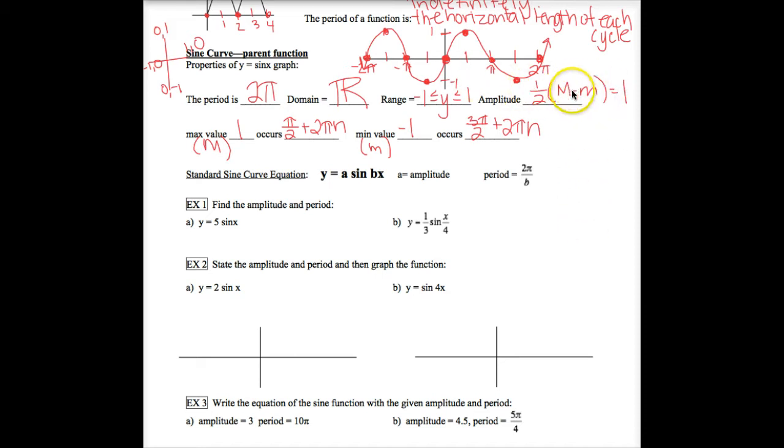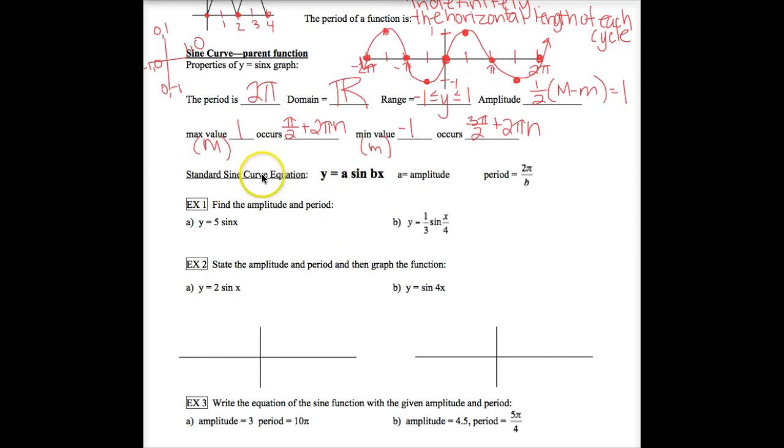This is the formula for amplitude, but we very rarely use that because amplitude, when we're looking at the picture, is how tall it is from the midline to the hilltop or from the midline to the valley. It's 1 unit from the midline to the valley, and it's 1 unit from the midline to the hill. So that would be 1 unit in this particular case of our parent graph.